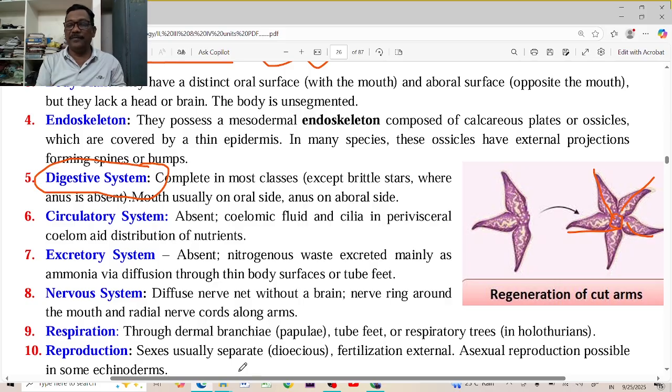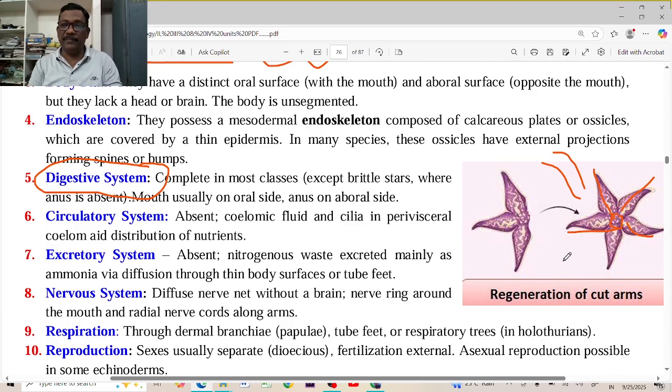But these animals can bring the stomach outside through the oral space, through the mouth. The main food of these animals is, they are carnivorous. Mainly mollusks are the food material. They can even open clams, bivalves. Forcibly they can eat those animals, the bivalves.